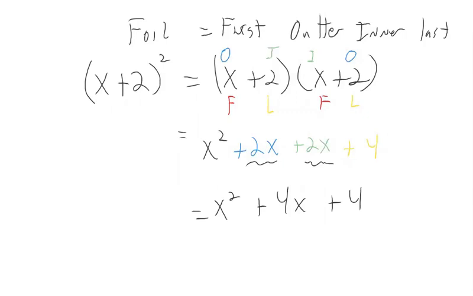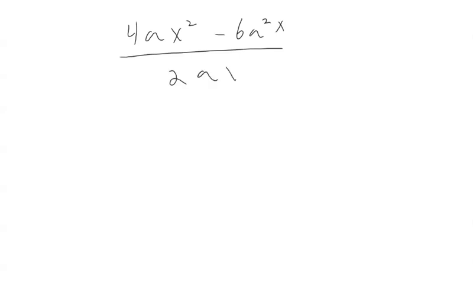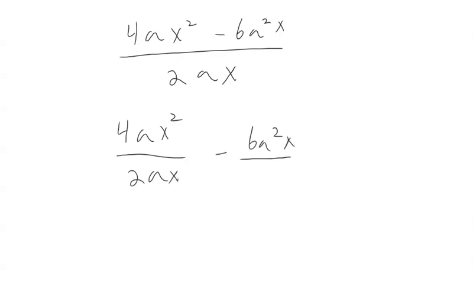All right. Division, we can have 4ax squared minus 6a squared x all over 2ax, right? Well, when I have a single term in the denominator, a trick is I can break this into two fractions. So 4ax squared over 2ax minus 6a squared x all over 2ax, right? Because they have a common denominator, I can break it into two fractions.